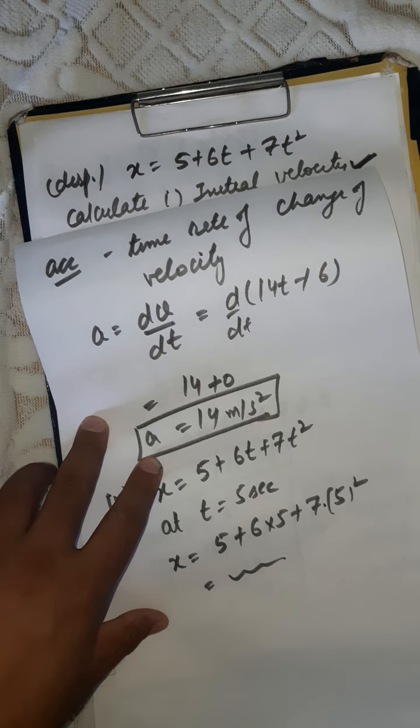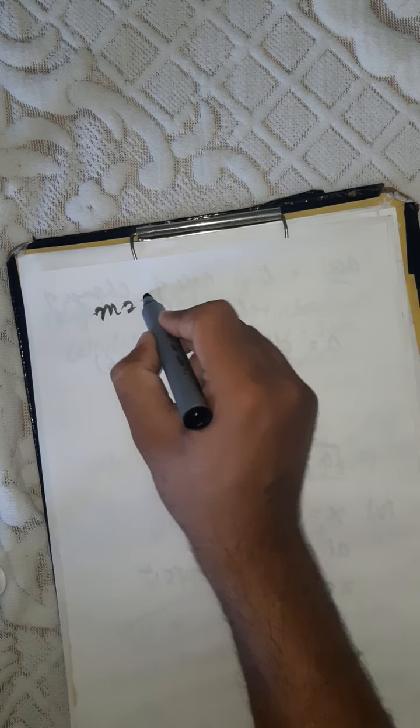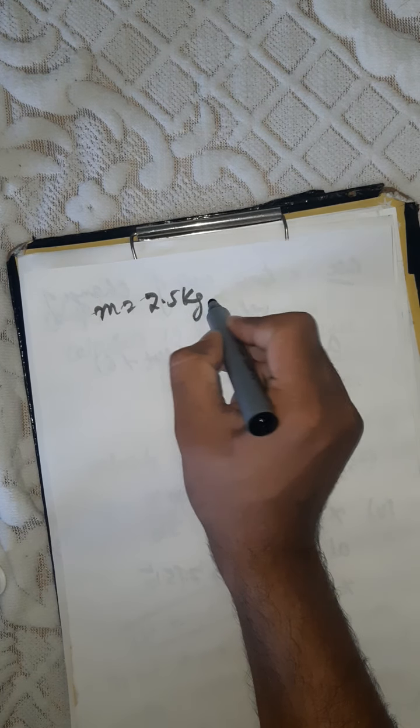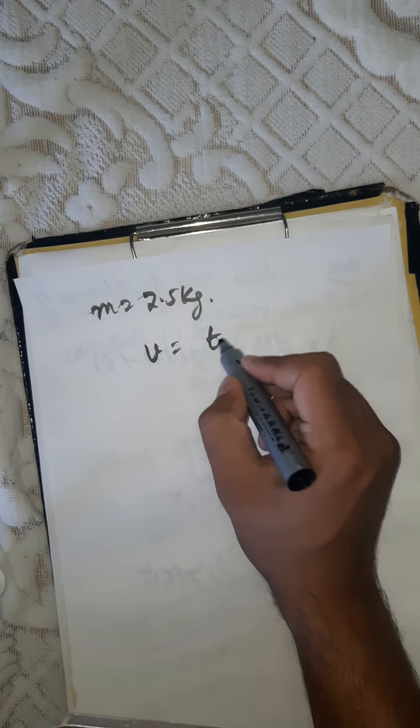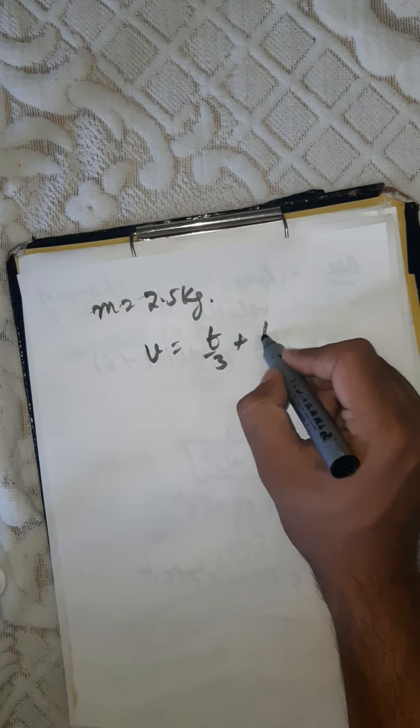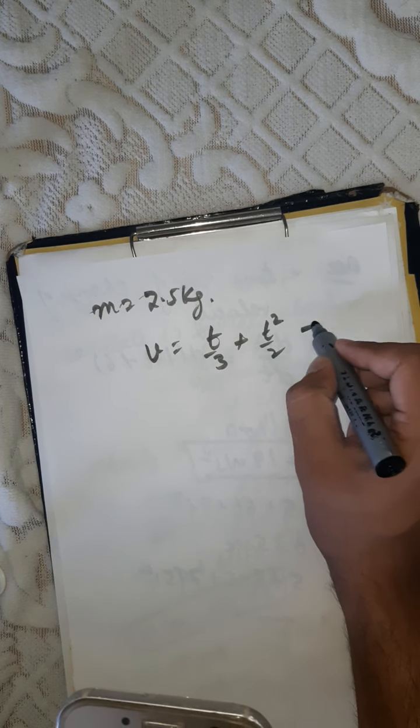Thank you. One more example. Example number 6. Some students have doubt in this also. I will read the question. The mass of a body is 2.5 kilogram. What is given to us? Mass 2.5 kilogram. It is in motion and its velocity v after time t is given by v is equal to t by 3 plus t square by 2 plus 1.